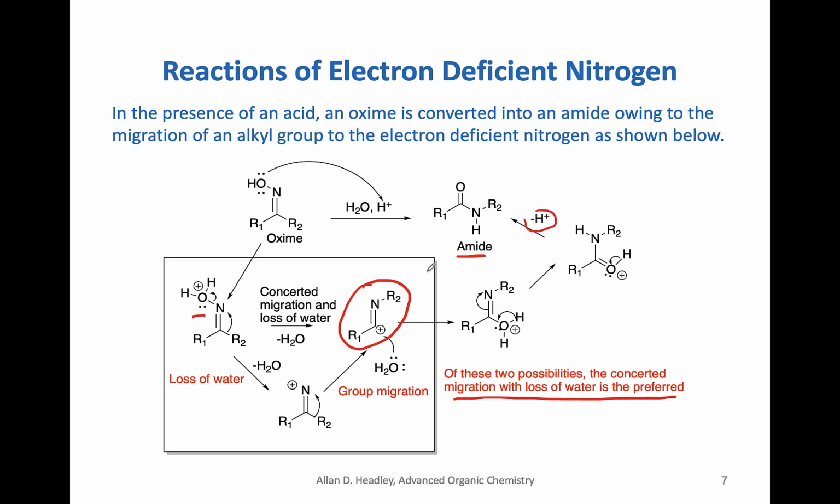So again, the oxime converted to a good leaving group, a concerted migration while this leaves gives this species here in the presence of water. The nucleophilic water attacks this carbon to give this species here, still charged. Loss of a proton here gives this intermediate, another intermediate here, and of course loss of the other proton gives the carbonyl here of the amide.